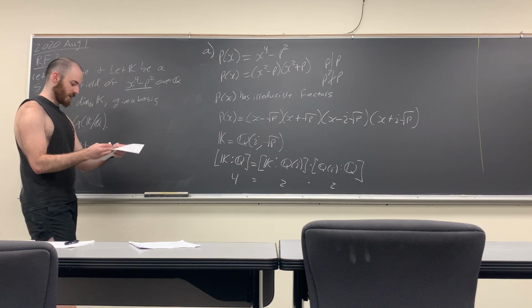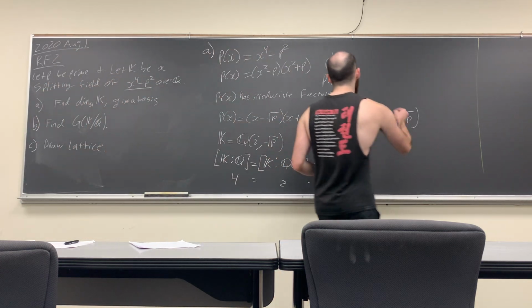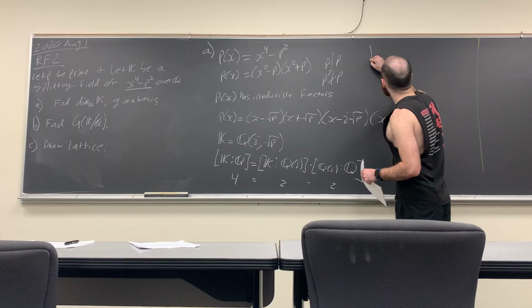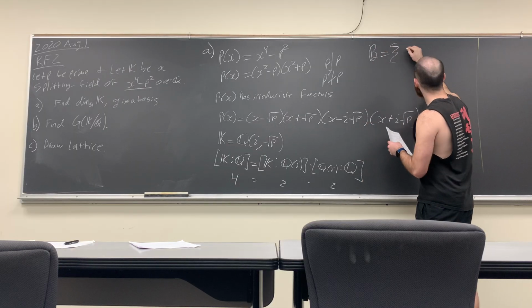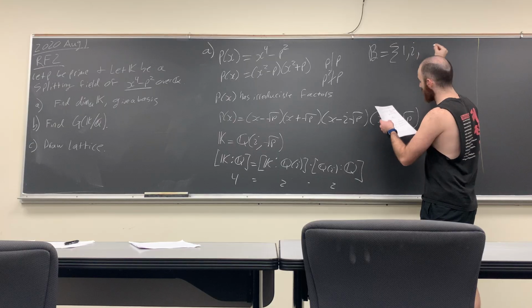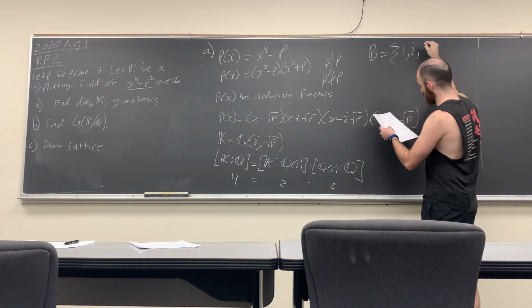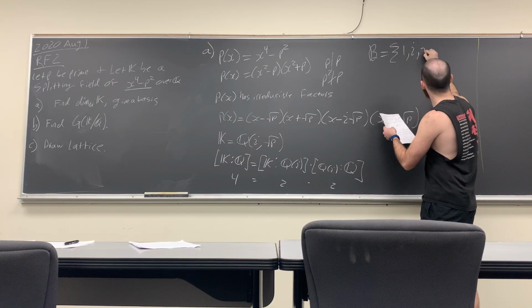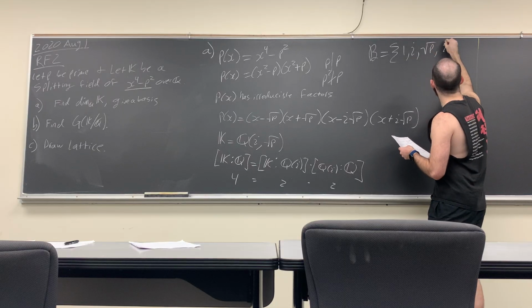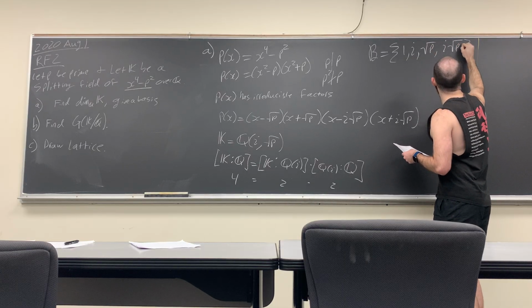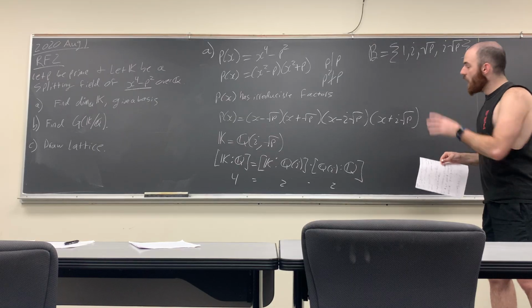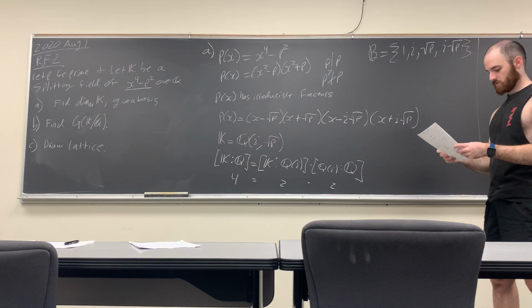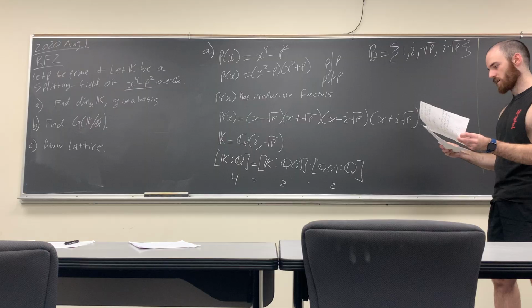And then we need to provide a basis. So we're going to call it B, and our basis is going to be 1, i, root p, and then i times root p is a basis for the splitting field. And that is part A.